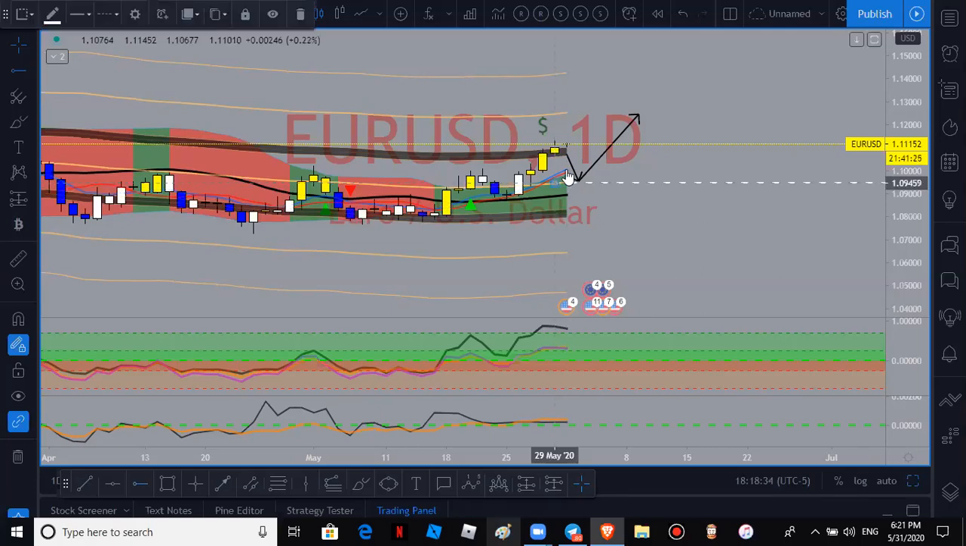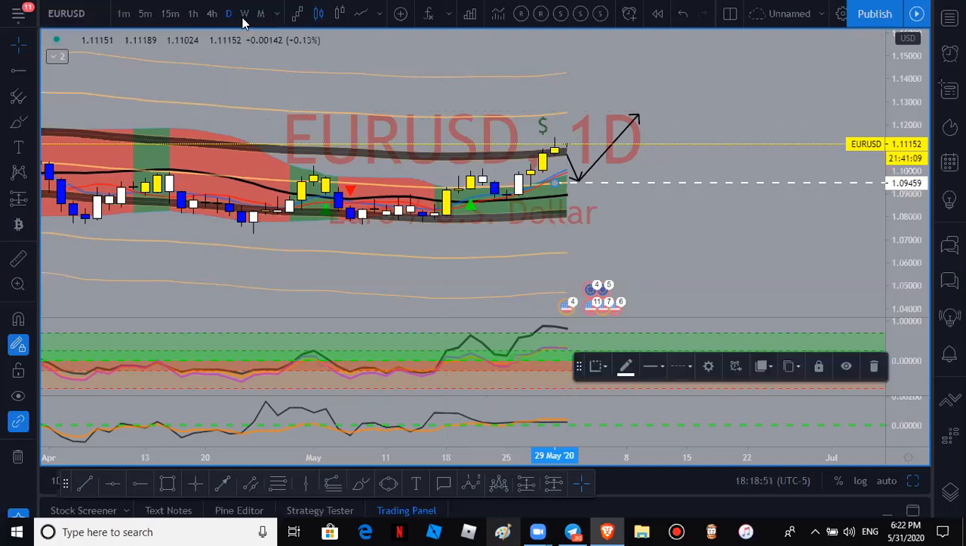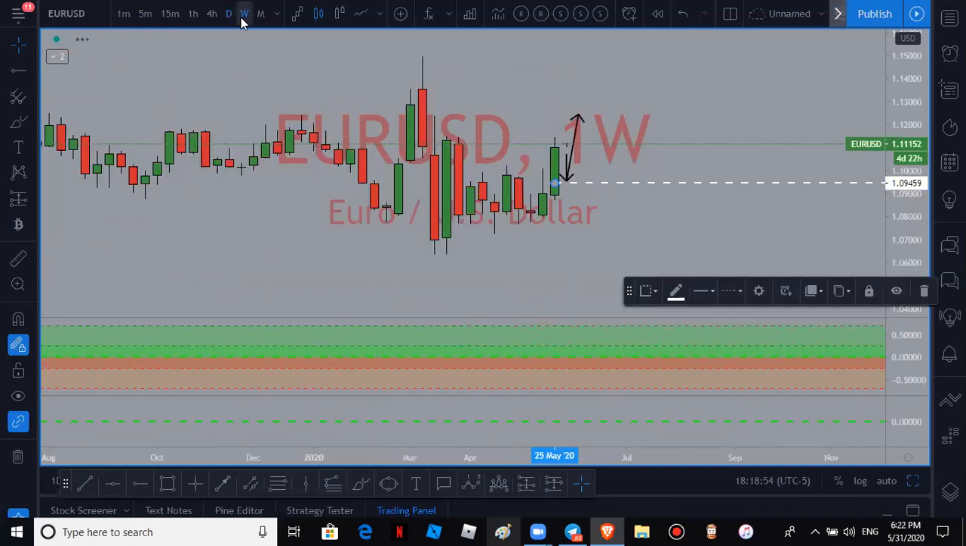Other than that, if I don't get this, or at least price to come back here to the momentum and compass line, then I'm not going to buy this. I'm just going to let it keep buying and do its thing. But other than that, that's what I want to see. Let's go on the weekly time frame just to take a look and see what it looks like.